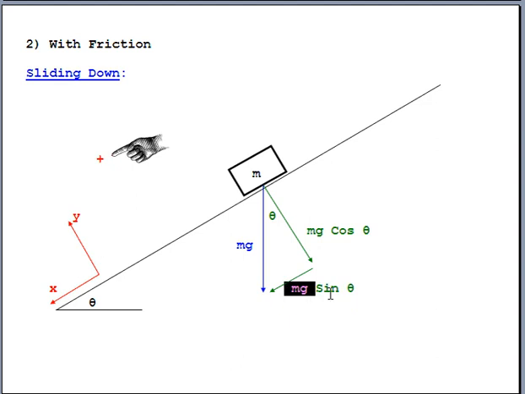Oops, I kind of broke that there. There we go. An easy way to remember this, I like to think C for cosine, C for crush, as the gravity crushes it into the hill. S for sine, S for slide. That's the part of gravity that tries to slide you along the hill. Okay, wow, all that just for gravity.